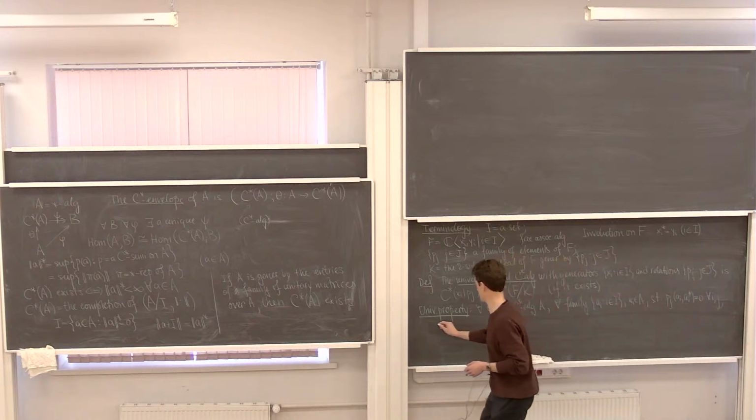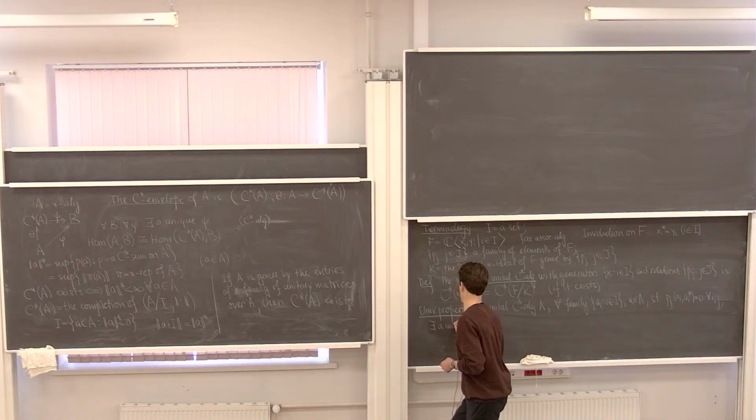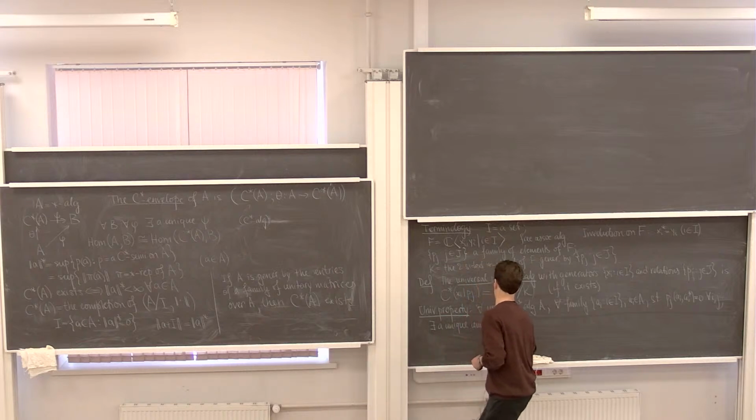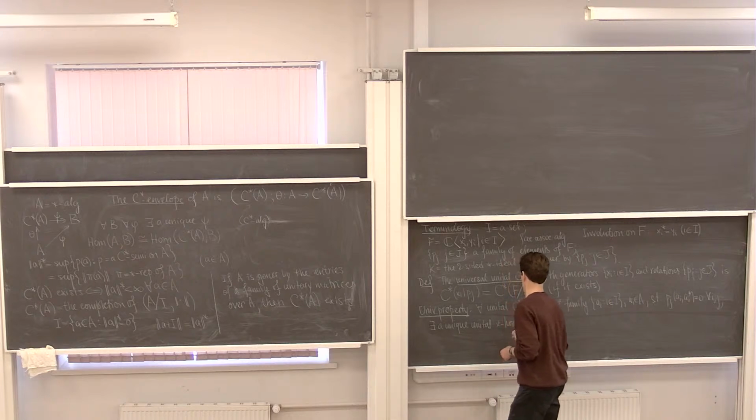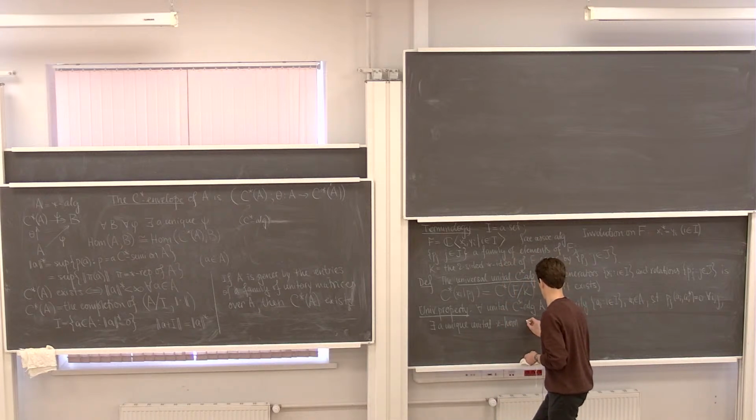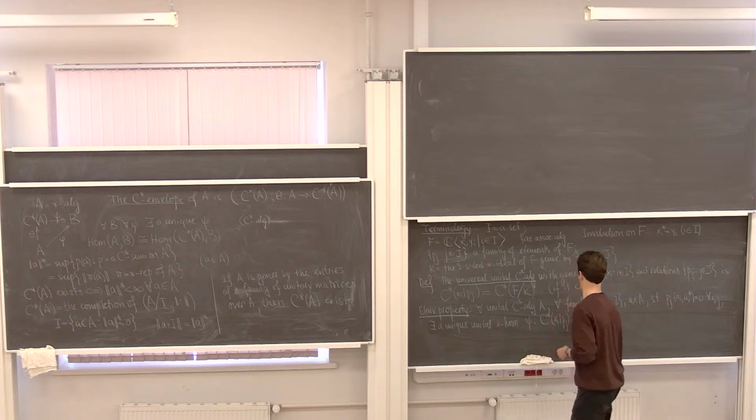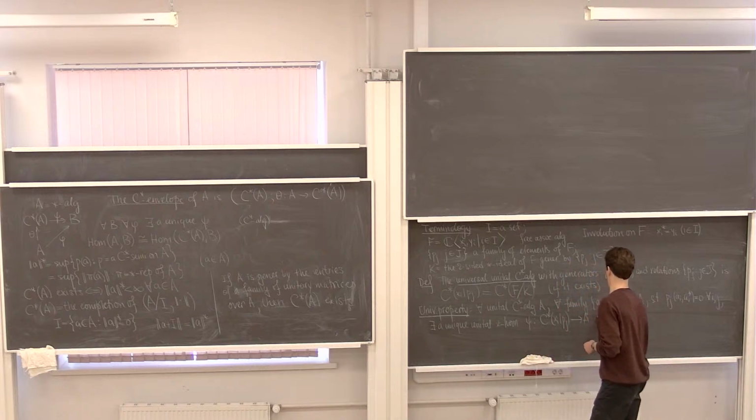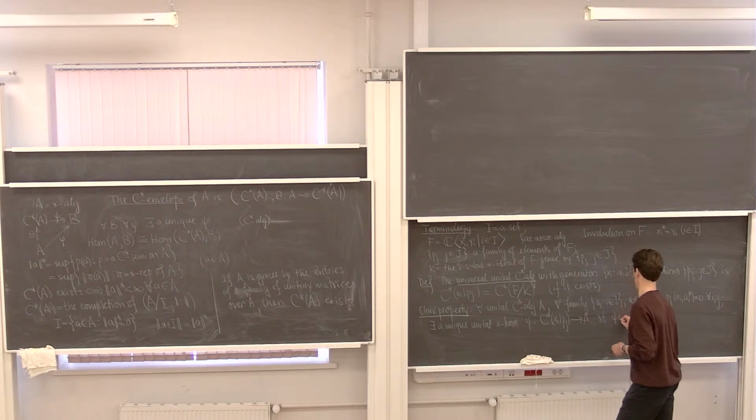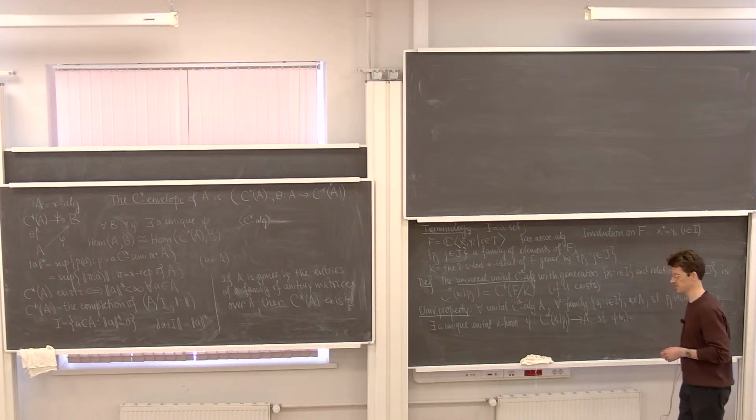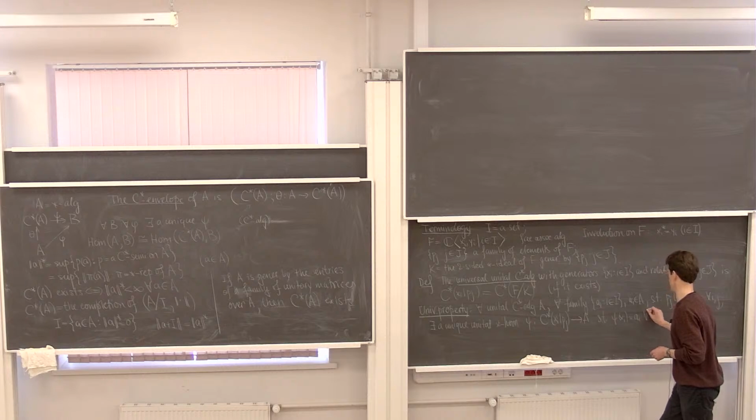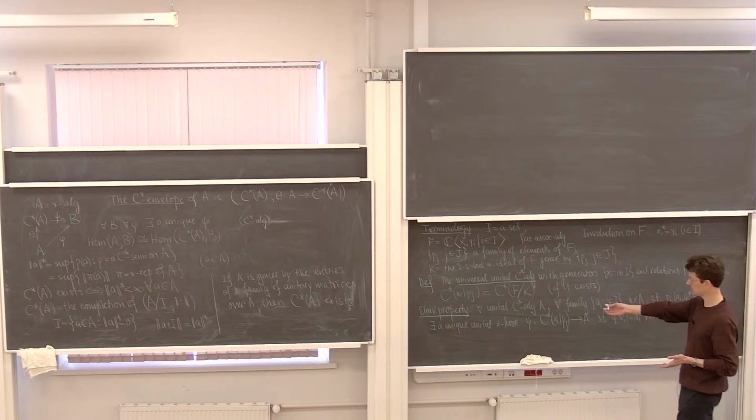There is a unique unital star homomorphism psi from this universal C-star algebra to A, such that psi of xi, so it takes the generators xi to the elements ai for all i. Well, why is this so?